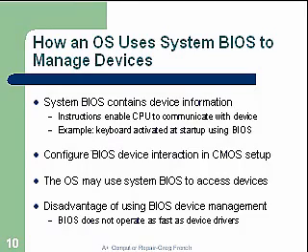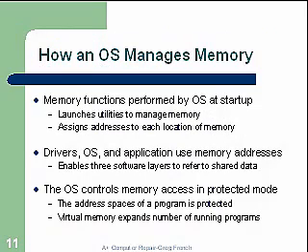How an OS manages memory. Memory functions performed by the OS's startup. Launches utilities to manage memory. Assigns addresses to each location of memory. So all the different parts of memory, or each location, has an address assigned to it. Drivers, OS, and applications use memory addresses. Enable three software layers to refer to shared data.